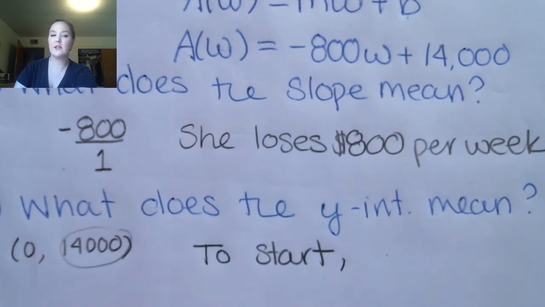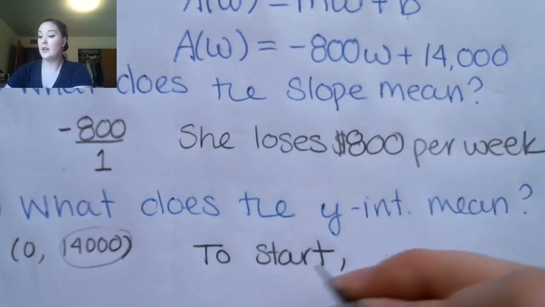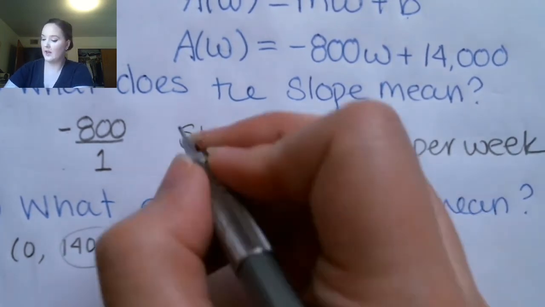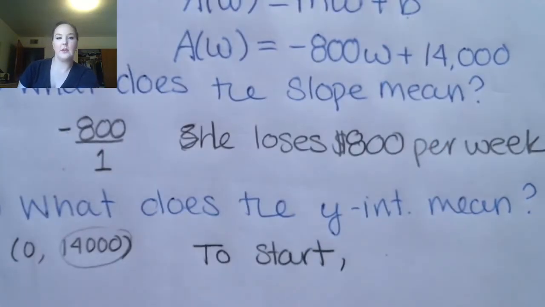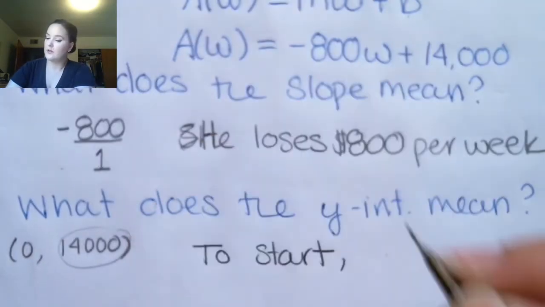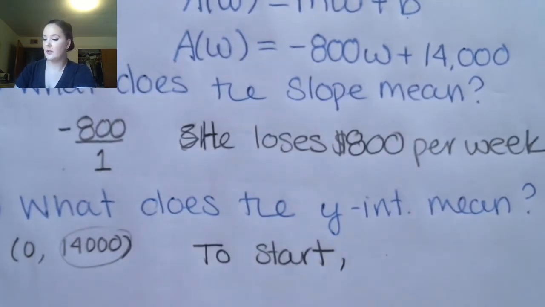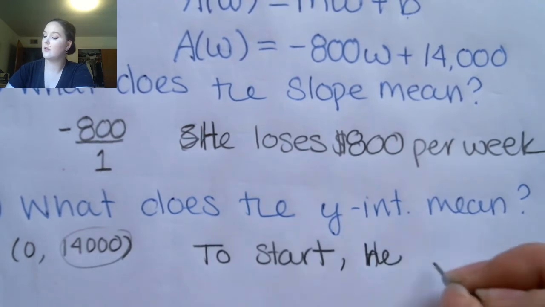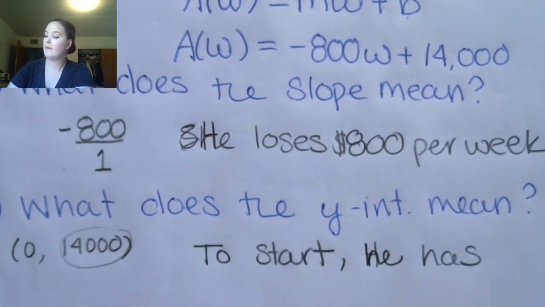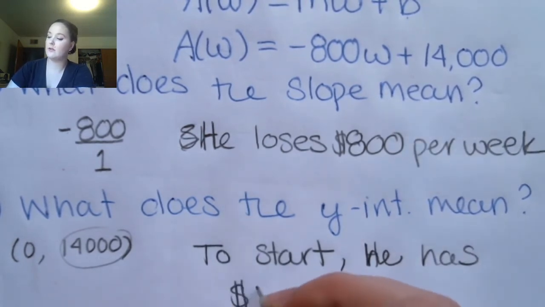And then this is the money in her account, in his account, sorry. So we would say, I don't know why I said she here either. It's Steve, although to each their own. So he loses $800 per week, and then to start, he has $14,000.